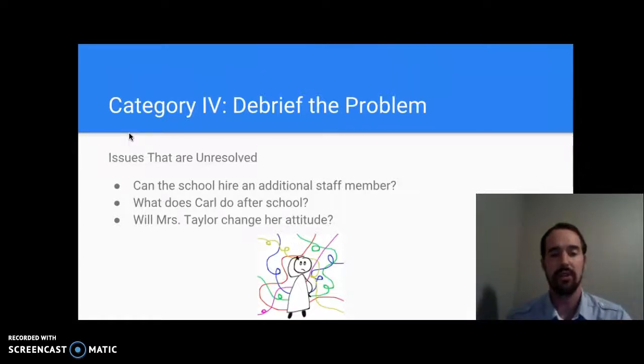Some issues that are still unresolved. Can the school hire an additional staff member, such as a para? What does Carl do after school? I got to thinking that Carl is seeming to lack a positive male role model influence, so knowing what he does after school, if there's opportunities close by for him to interact with a male role model would be an excellent thing. And will Mrs. Taylor change her attitude with the new IEP plan being enforced?